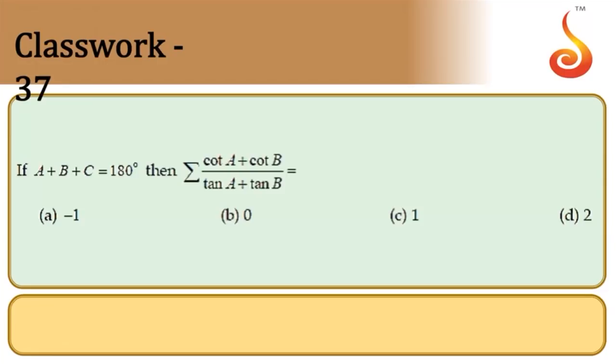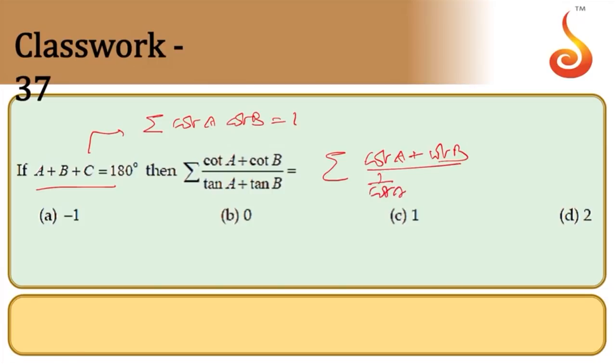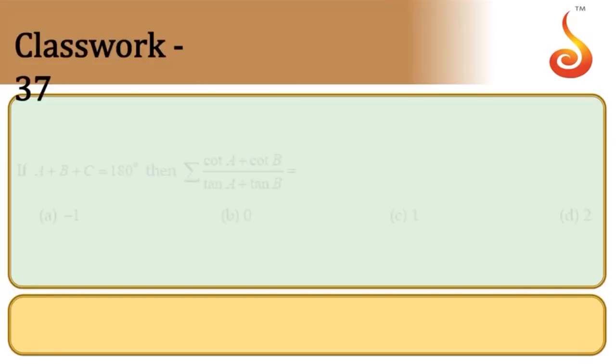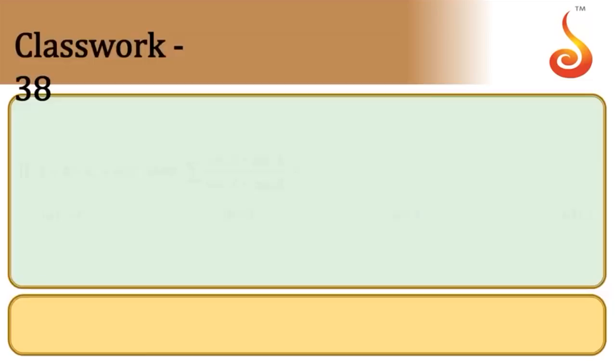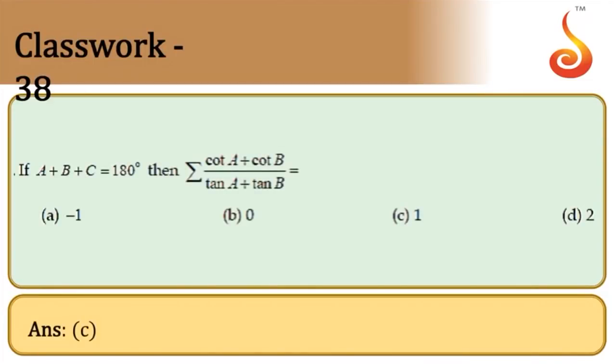So let me take up the next one. Cot A plus cot B divided by cot A plus cot B. But clearly we know that when A plus B plus C is equal to 180, sigma cot A cot B is always equal to 1. By using this, it is cot A plus cot B divided by 1 by cot A plus 1 by cot B. When you take the LCM, you will get sigma cot A cot B, and that will always be equal to 1. So the answer is 1. I think the answer is 1, not supposed to be A. This 1 only is correct. By mistake it was given that way. Now the answer is 1.